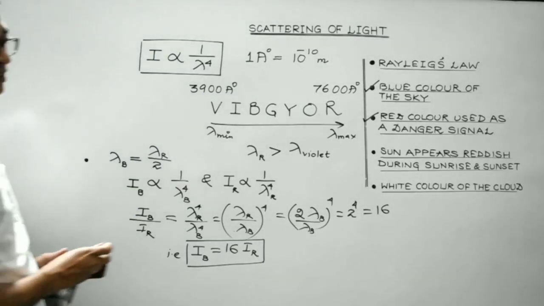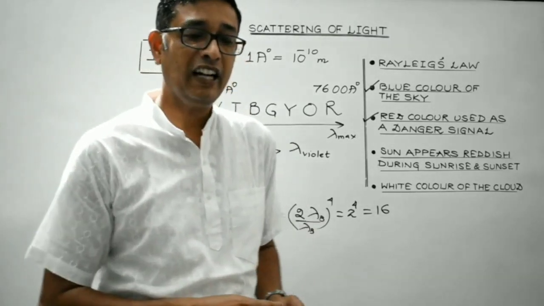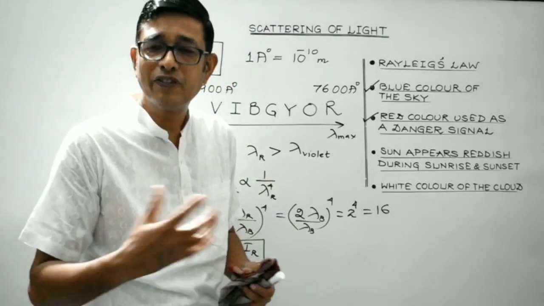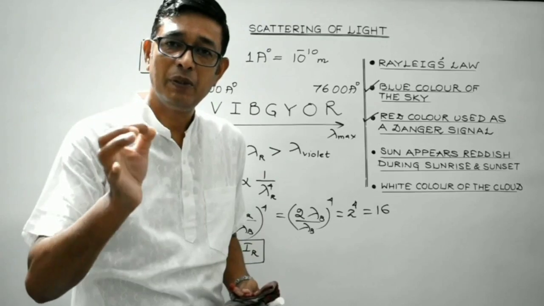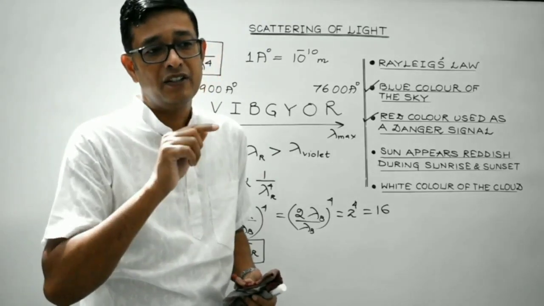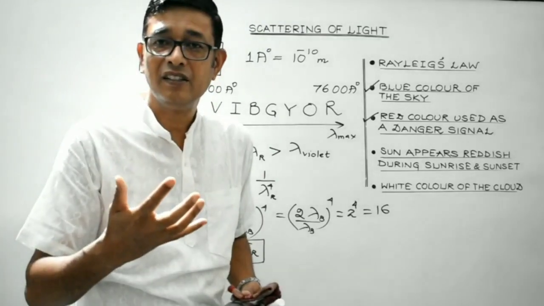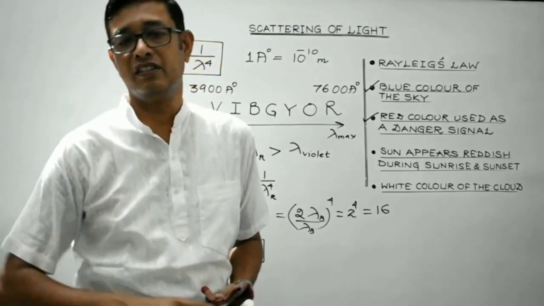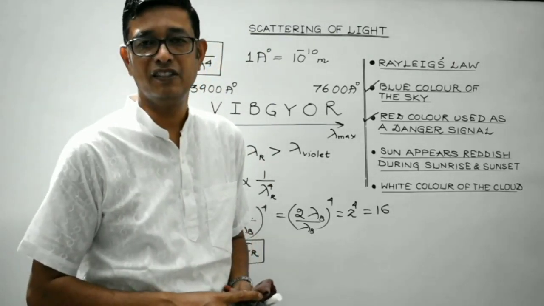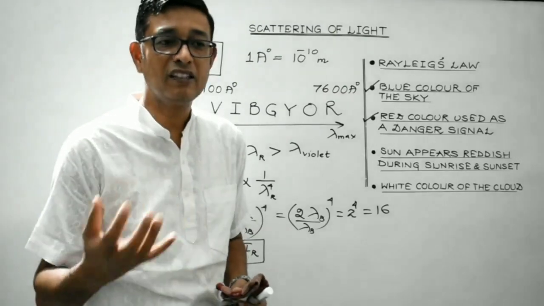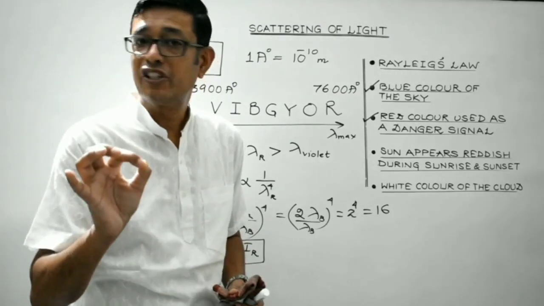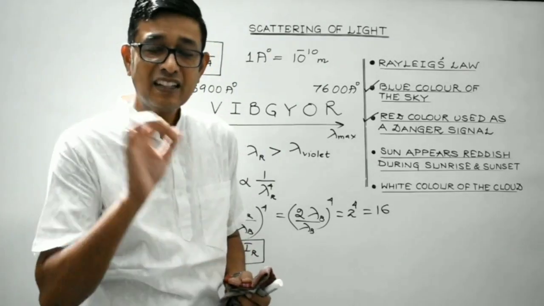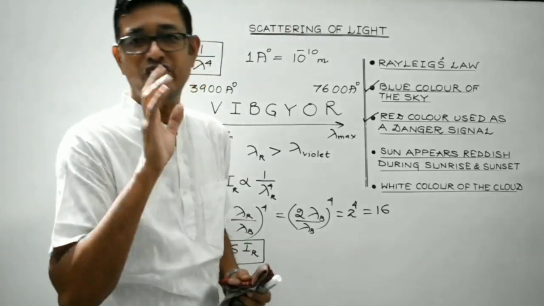Now students, it's common sense: which color would you prefer as a danger signal? Obviously, that color will be preferred which can be seen distinctly and clearly, even from a faraway distance. So what I mean to say is that the color which gets least scattered through the Earth's atmosphere, that color is to be used as a danger signal.